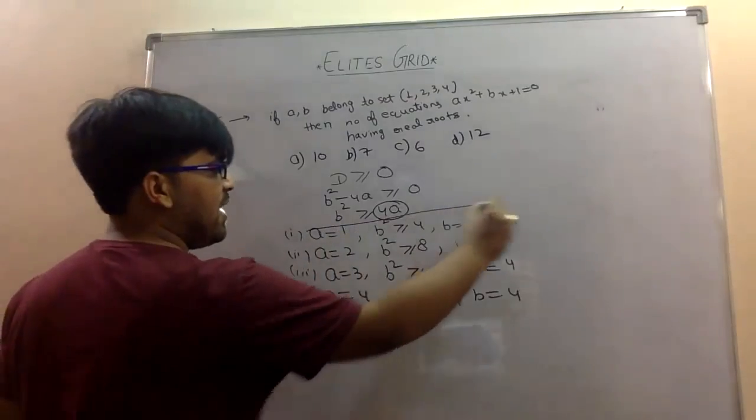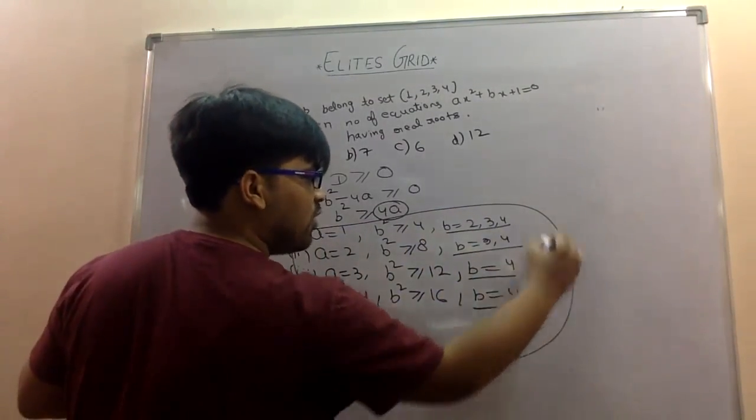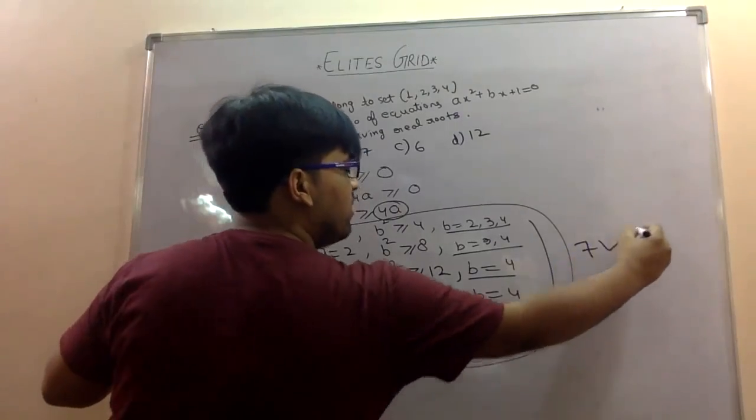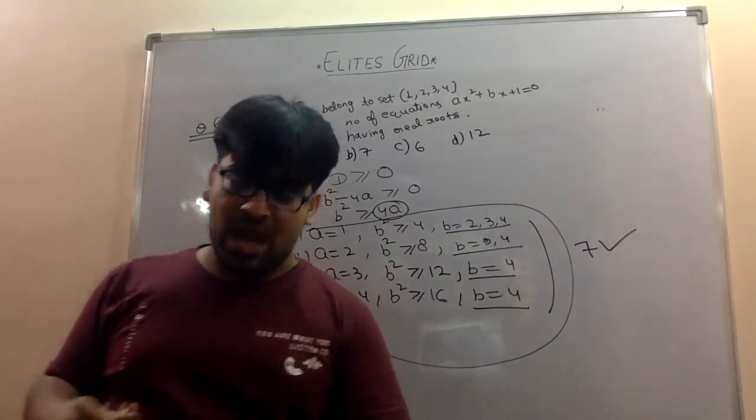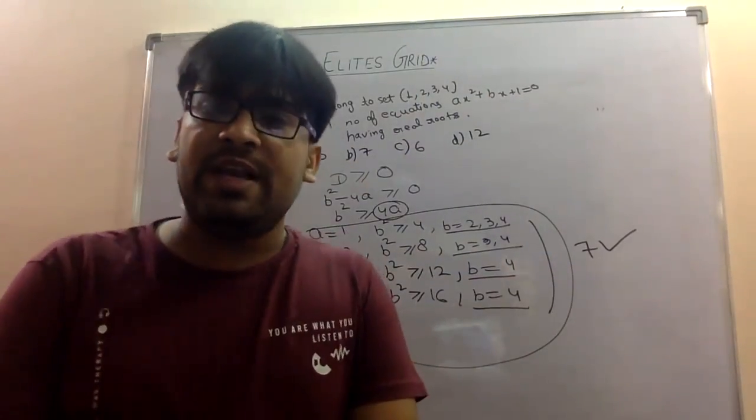That means how many pairs of A and B will be there? 3 plus 2 plus 1 plus 1. That means 7 values will be there. 7 pairs of A and B will be there. That means 7 equations are possible. Clear to everyone?